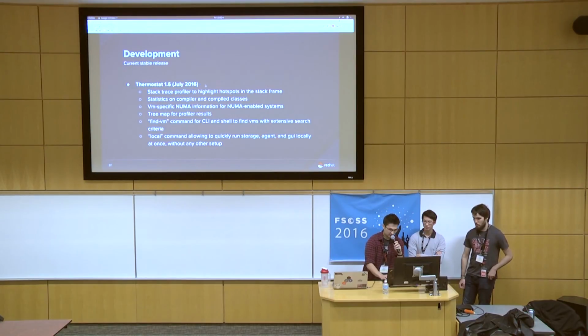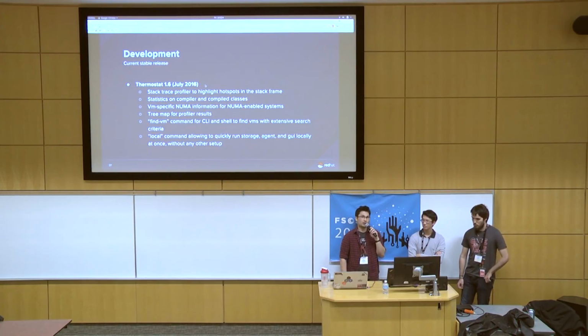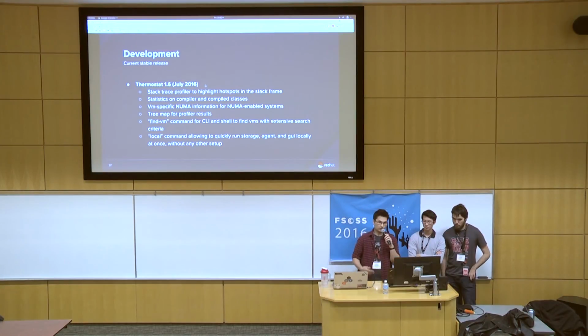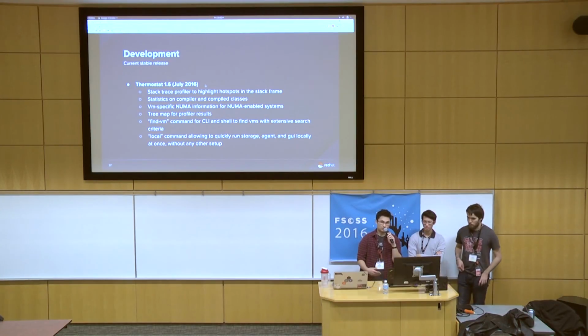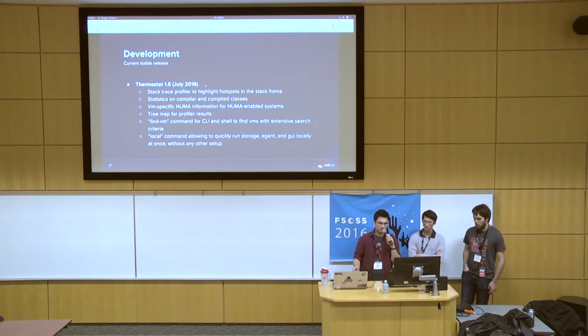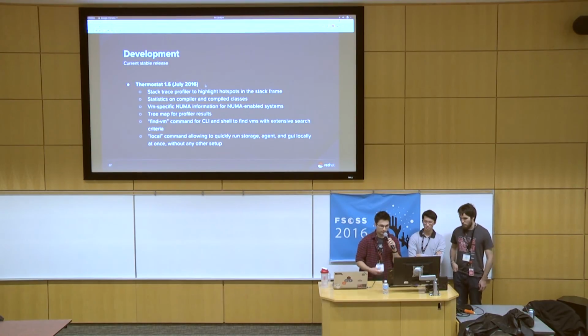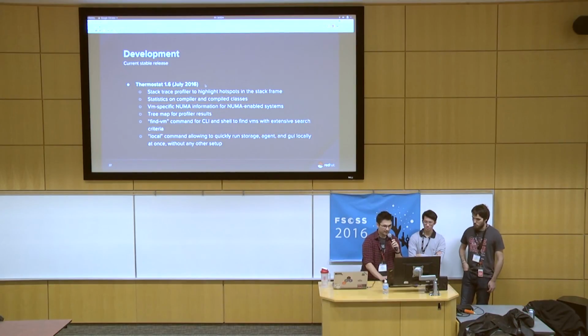So our latest release actually took place in July of this year. It was Thermostat 1.6, and that introduced the local command that you had just seen, as well as a number of different features, such as the find VM command that you can use to search for VMs through the command line, and our true map profile, which looks pretty cool.